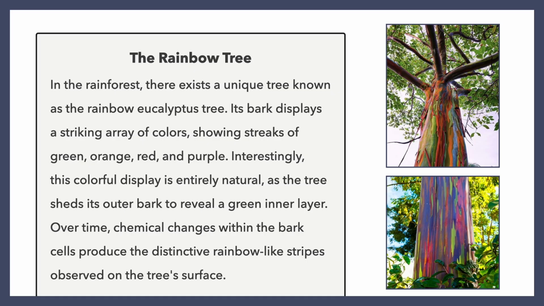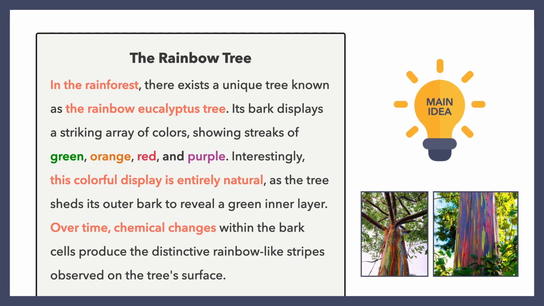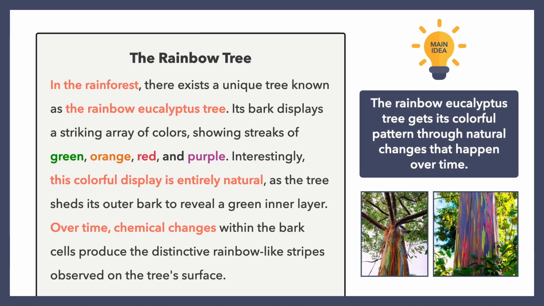Now let's think about the important details in the text. So the paragraph starts out by telling us the tree's name and where it is found. Then, in the rest of the passage, we learn that the tree's colorful pattern comes from a natural process, with chemical changes that happen over time. Based on these details, what is the most important idea that the author wants us to take away from this passage? The author wants us to know that the rainbow eucalyptus tree gets its colorful pattern through natural changes that happen over time. Nice work!